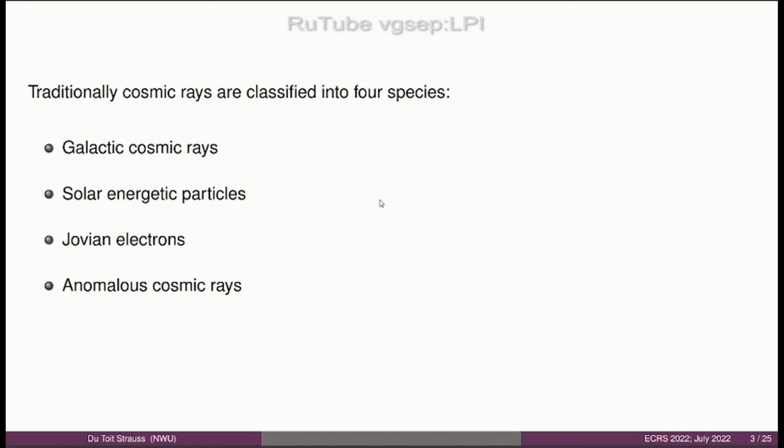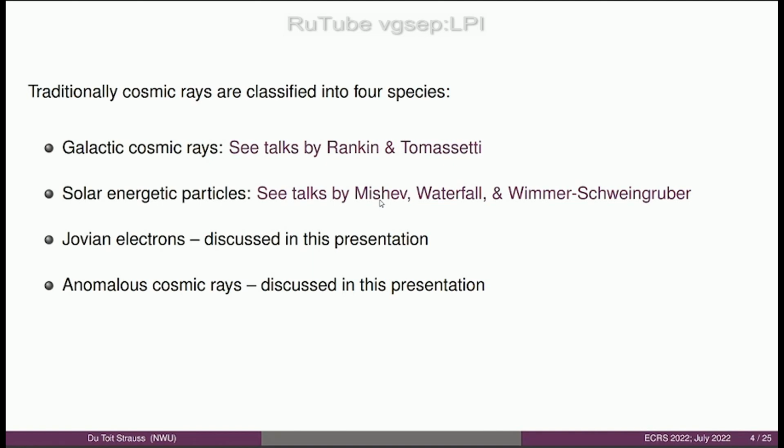So if we talk about cosmic rays, at least at our energies at Earth, we're usually talking about four different populations. The galactic cosmic rays, I think most people here to some extent work with or are familiar with, and the solar energetic particles. But there's also two other low energy populations, the Jovian electrons and the anomalous cosmic rays. And what I want to do in this presentation is to focus on these two populations.